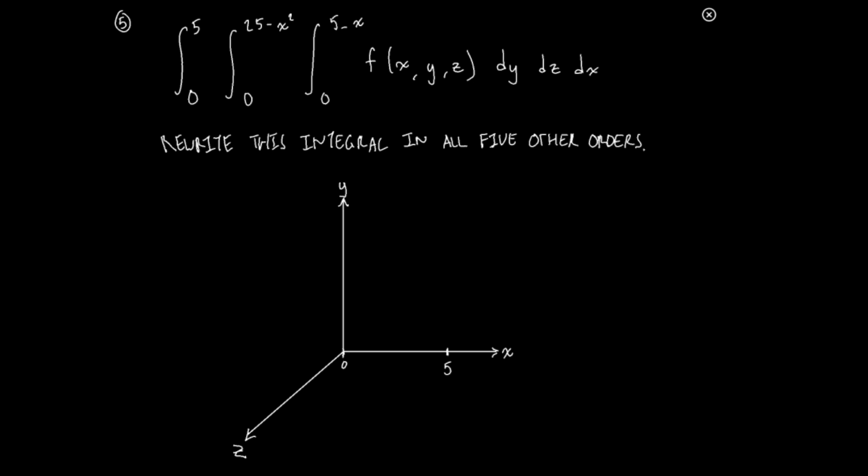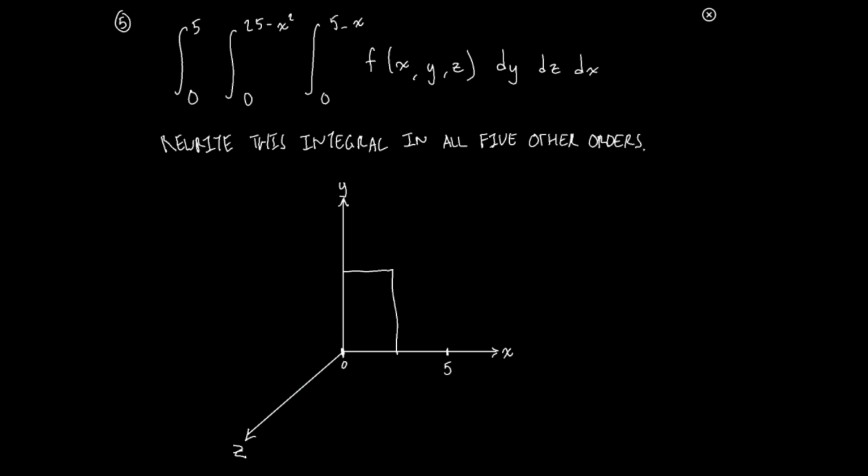Now, on the z-axis, we have from 0 to 25 minus x squared. All right, so what does that look like? We already know that 0 would be the origin right here, or it would be a plane that is facing this way instead. And then the other one is some function of x for z.